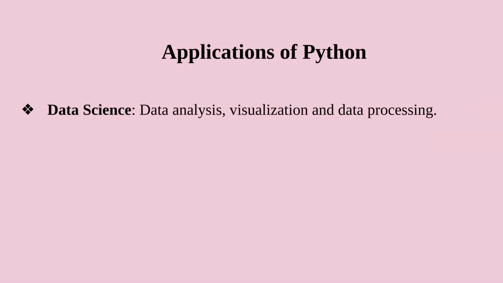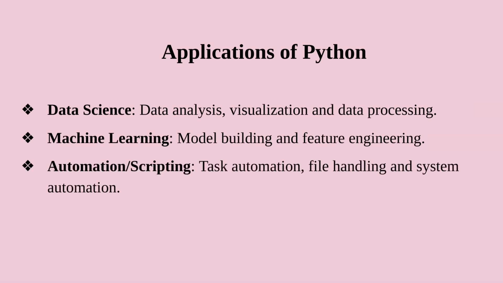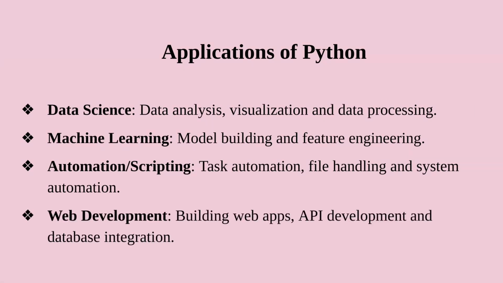Now let's talk about the applications of Python. In data science, Python is used for data analysis, visualization, and data processing. Machine learning. Python is used for model building and feature engineering. In automation and scripting, Python is used for task automation, file handling, and system automation. Web development also uses Python for building web apps, API development, and database integration. Python's simplicity and rich libraries make it versatile across all these fields.